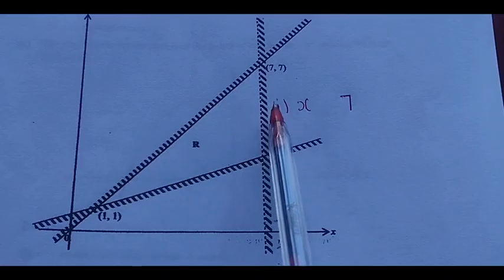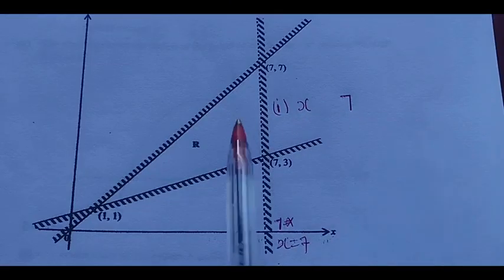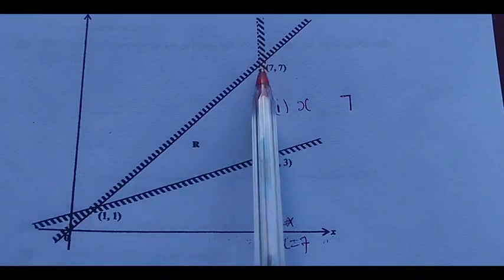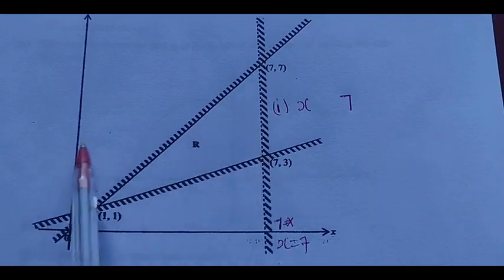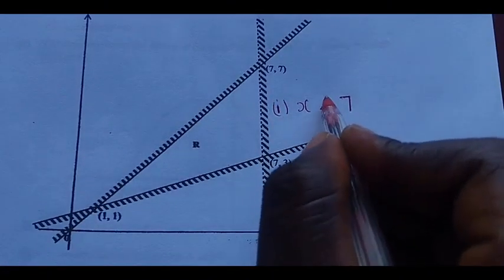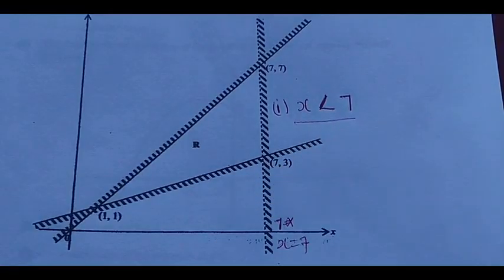So the unshaded region is this side. The values going this side are greater than 7. The values going this side are less than 7. So we are defining this inequality using the unshaded part. So x is less than what? 7. This is our first inequality. x is less than 7. I hope it's clear.